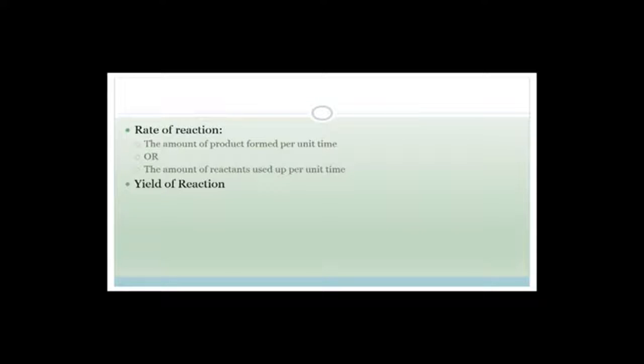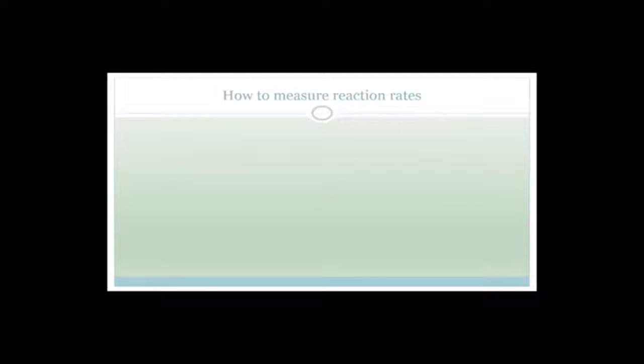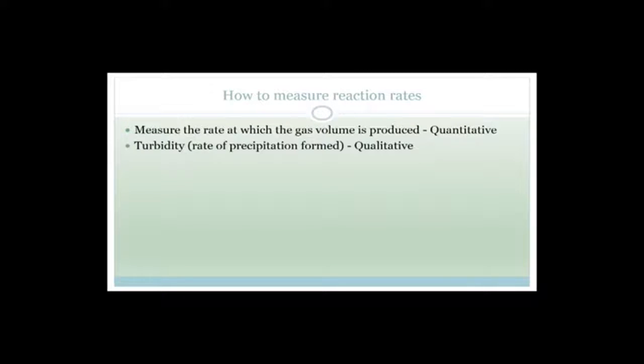The yield of the reaction is the amount of products formed, and it's based on the amount of reactants. We're going to talk about those again, but let's talk about how you would measure reaction rates. There are different things that we need to measure, and you need to know the difference between quantitative and qualitative. Quantitative is numerical.